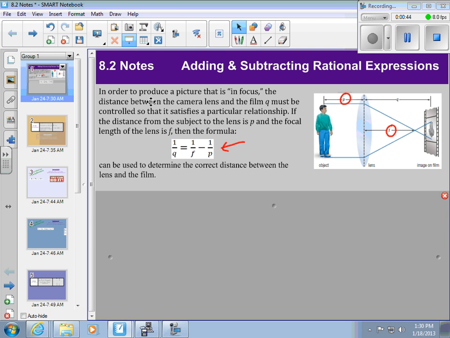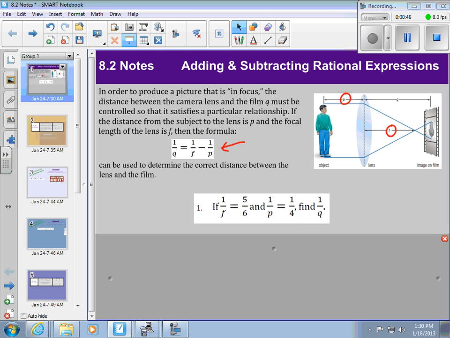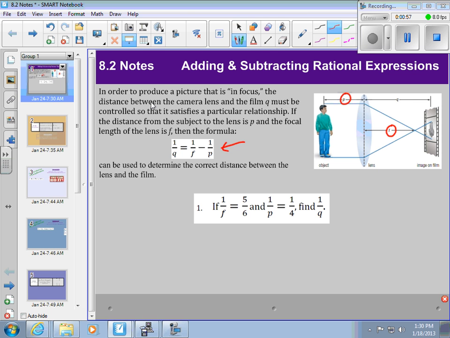All right, well, they're telling us a couple things in this problem. They're saying 1 over f equals 5/6, and 1 over p equals 1/4. They want us to figure out what 1 over q is. Well, this is a problem we can figure out if we substitute in. So in for 1 over f, we're going to substitute 5/6, minus, in for 1 over p, we're going to substitute 1/4.